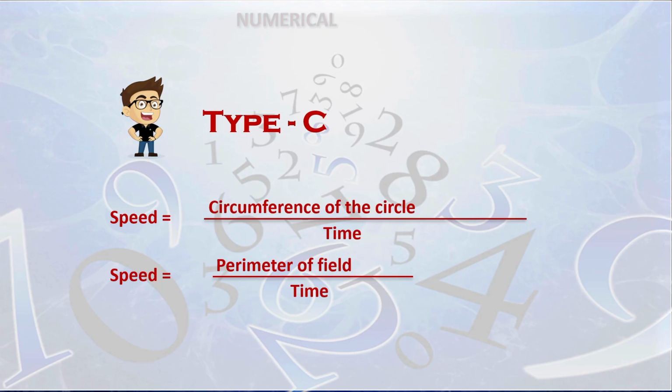Sometimes the object moves around a circular field or track. In that case, we use the perimeter of the field as the distance traveled. So the formula becomes speed equals perimeter of the field divided by time taken. Using these formulas, we can easily solve numerical problems related to uniform circular motion.